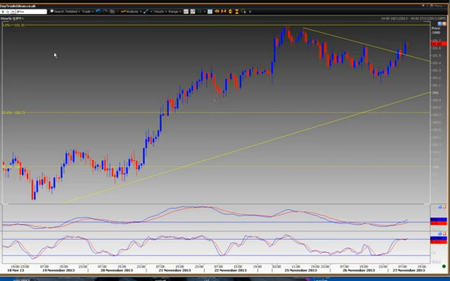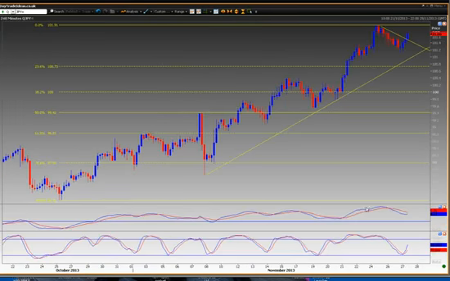You can see the hourly charts also getting quite overbought there. Just flick back to the 4 hour. 4 hours a little bit more positive. Anyway, just watch that 101.80, 90 area. That'll determine where we go for the rest of the week, I think.